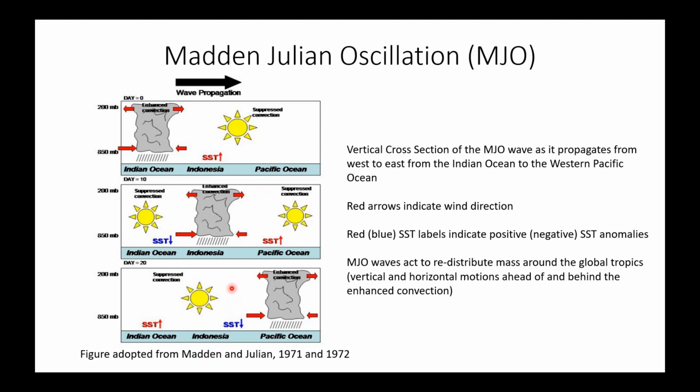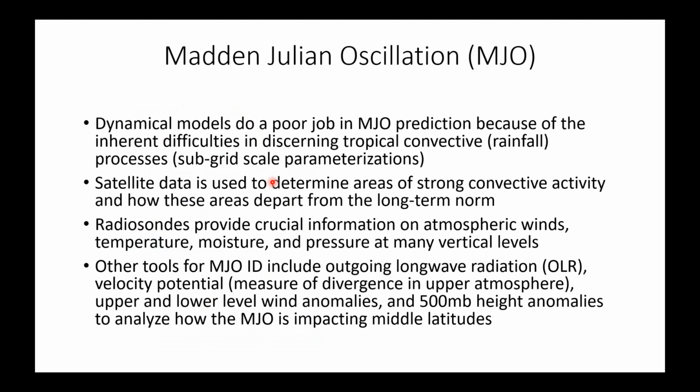By the way, this figure was adopted from Madden and Julian, who discovered this phenomenon. This is from 1971-72, this graphic, and what they devised and how they envisioned things. Here is the wave propagation, this dark arrow at the top, propagating basically from the west towards the east in the deep tropics. All right, so a couple more tidbits about the Madden-Julian oscillation, or MJO.